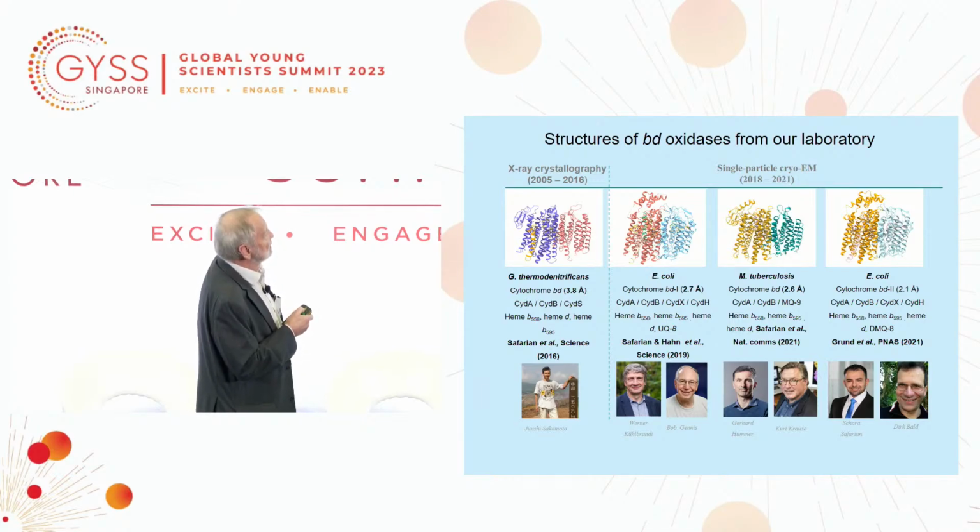And it was 3 students in a row before Shara Safarian got the structure. Lousy resolution. Then we used now the cryo-electron microscopy.